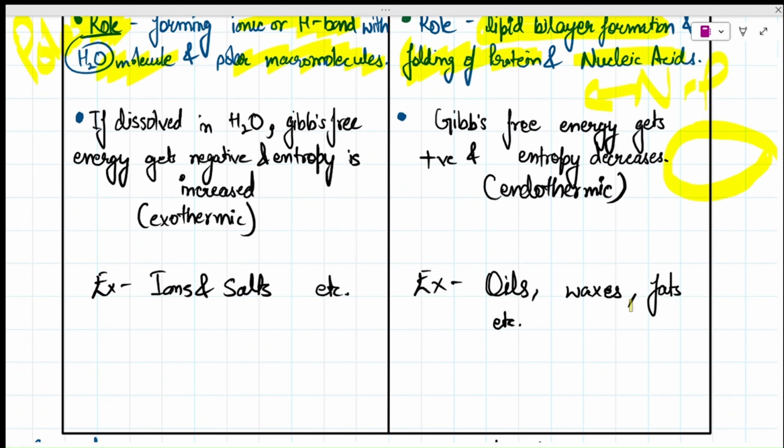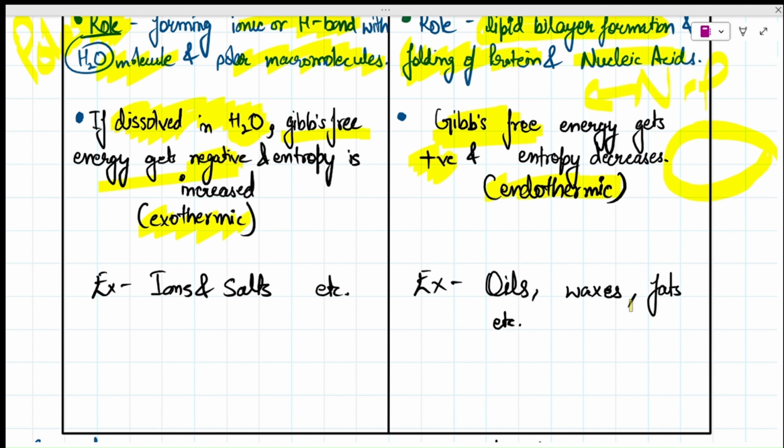If we dissolve a polar molecule in water, the change we get is that Gibbs free energy becomes negative, and this negative energy shows that the reaction is spontaneous. That means the water molecules and polar molecules can dissolve well, and this process is exothermic. While in the case of non-polar molecules, Gibbs free energy becomes positive. That's why they generally don't dissolve in water. But if you give some energy to them, then they can of course dissolve, because giving energy can change the Gibbs free energy to negative.